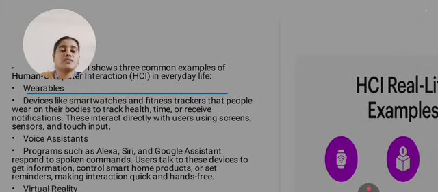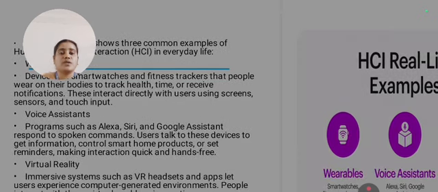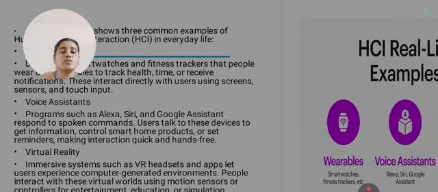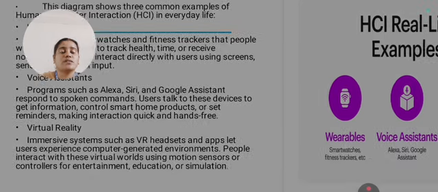Let us see one by one. First one is wearables. Devices like smartwatches and fitness trackers that people wear on their bodies to track health, time or receive notifications. These interact directly with users using screens, sensors and touch input. Next one is voice assistants. Programs such as Alexa, Siri and Google Assistant respond to spoken commands. Users talk to these devices to get information, control smart home products or set reminders, making interaction quick and hands-free.